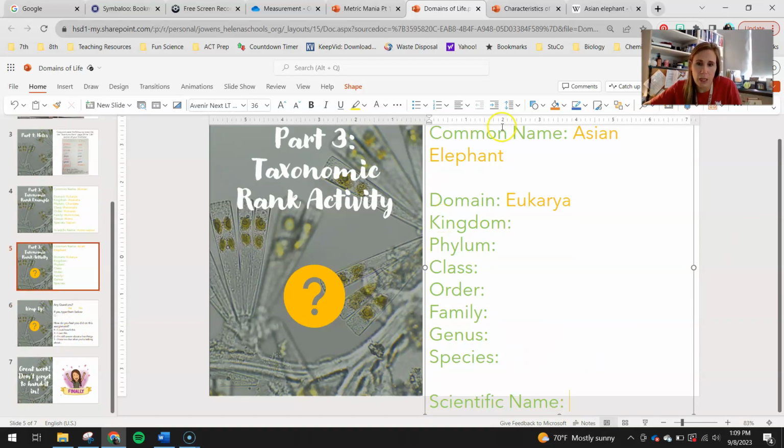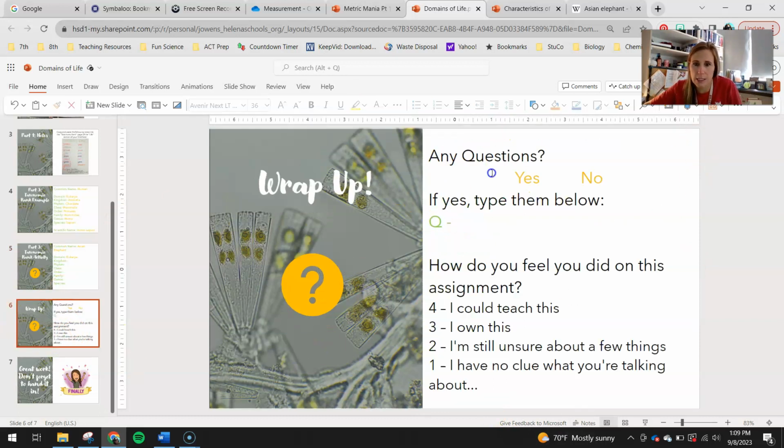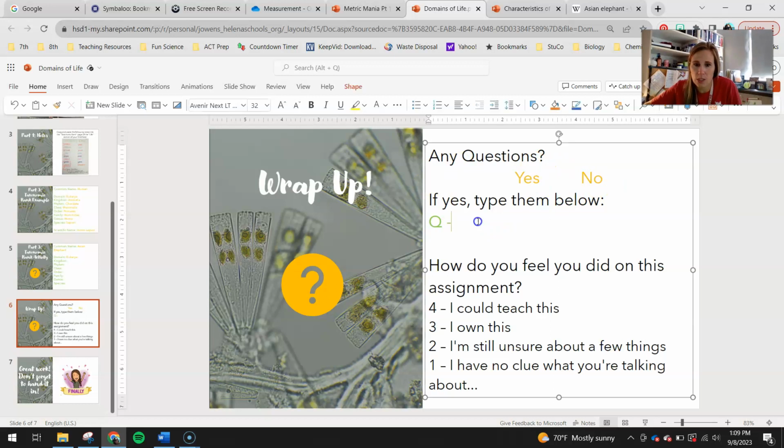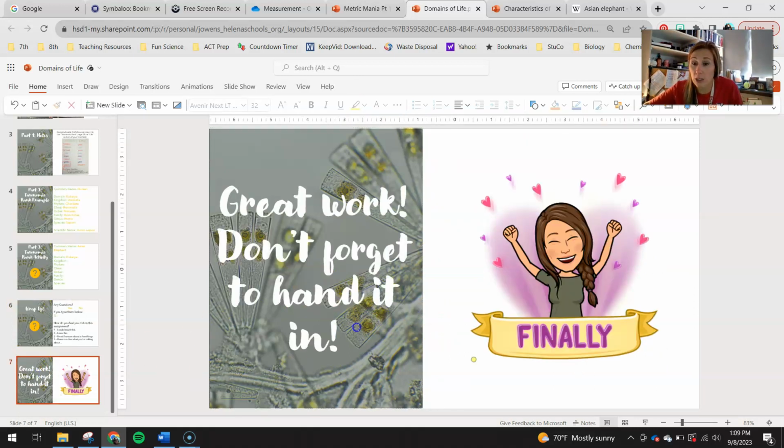Once you have filled out this whole slide, you're going to go ahead and do your wrap up on slide 6. Any questions, yes or no? If you have questions, type them here. 4, 3, 2, 1, how do you think you did on this assignment? Make sure you let it save before you exit out of it and hand it in. And you're good to go. So go ahead, hand this in when you're done, and I'll talk to you soon.